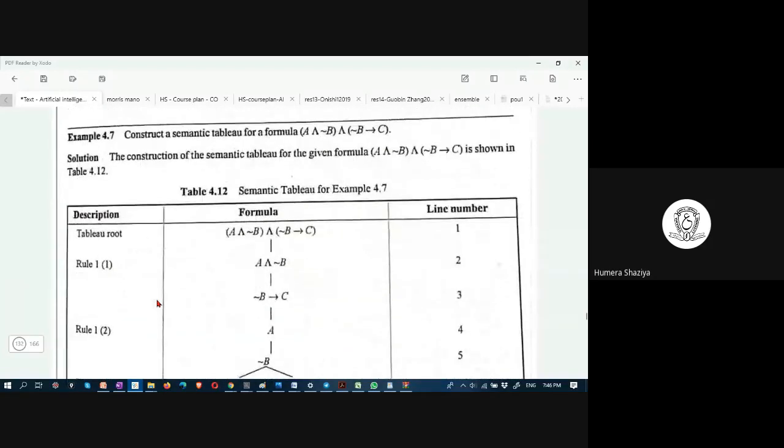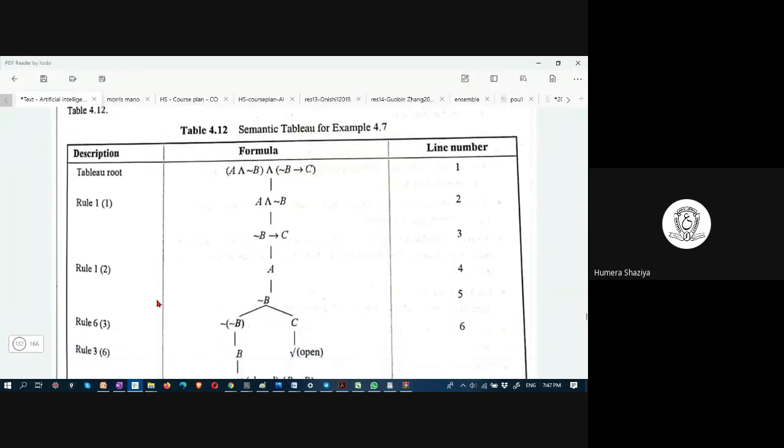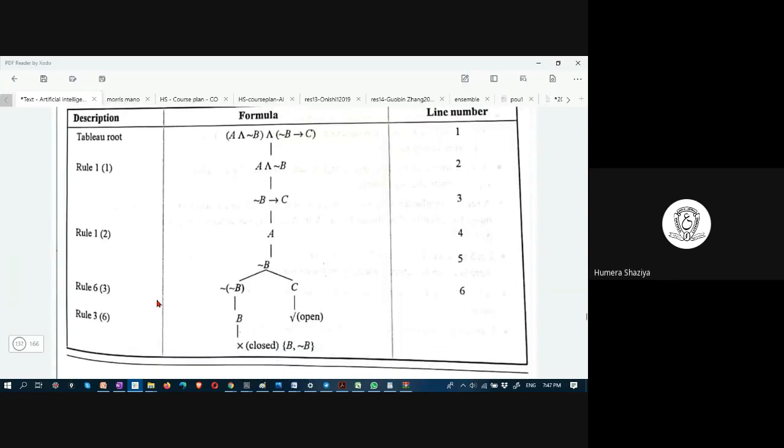All right. Next, a semantic table for this formula has to be constructed. How is it constructed? Tabulate root is A and not B, and not B implies C. So what is rule 1? In rule 1, it says 'and' means you have to write this and this separately on a single path: A and not B, and further on the same path, not B implies C.